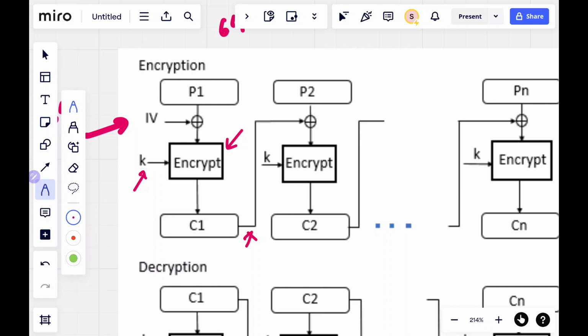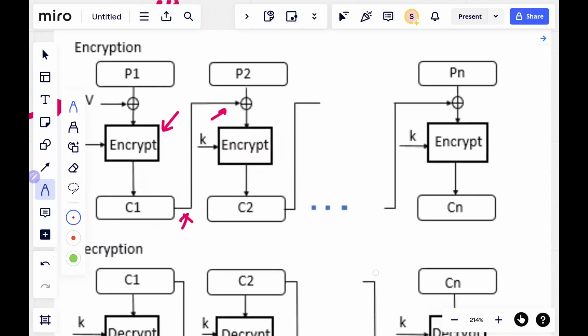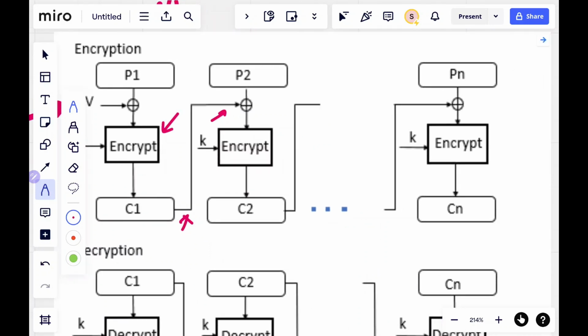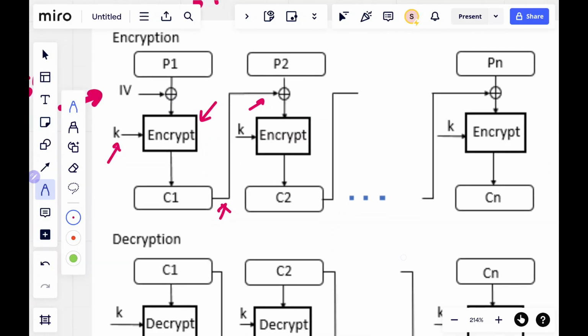That is, instead of XORing the plain text this time with the IV, we are XORing the plain text with the result C1 of the previous block. So this is how the cipher block chaining works. And the output goes into the encrypt function of the second block and the entire process continues. So this is how the final ciphertext is generated in the case of cipher block chaining.